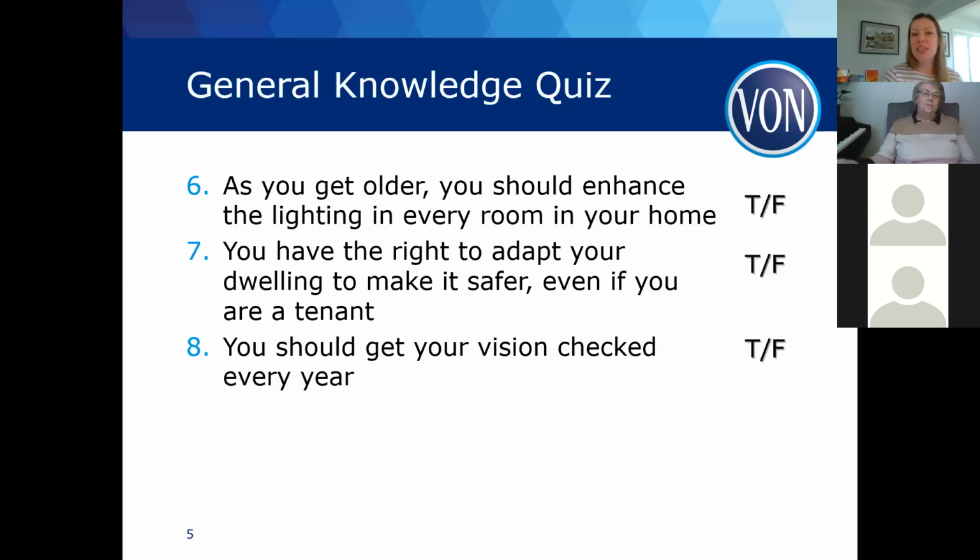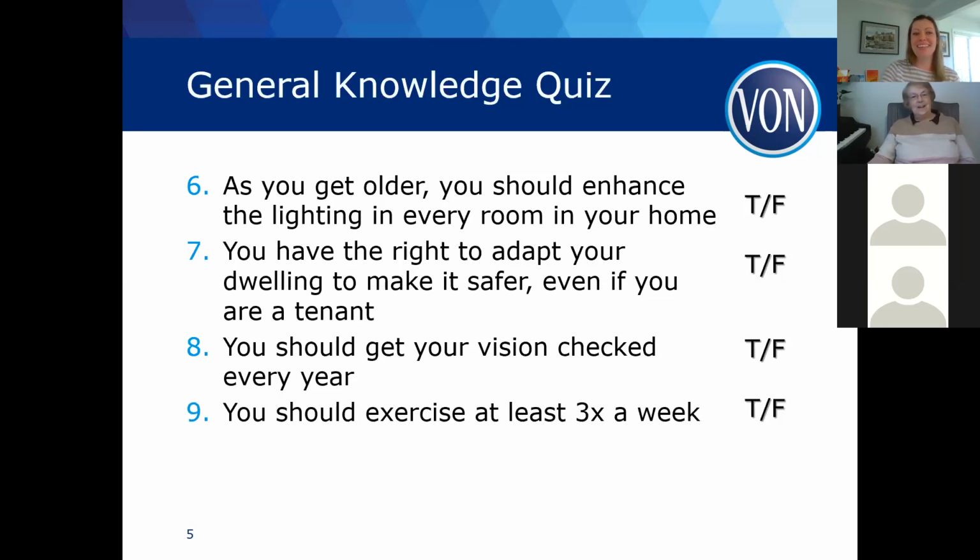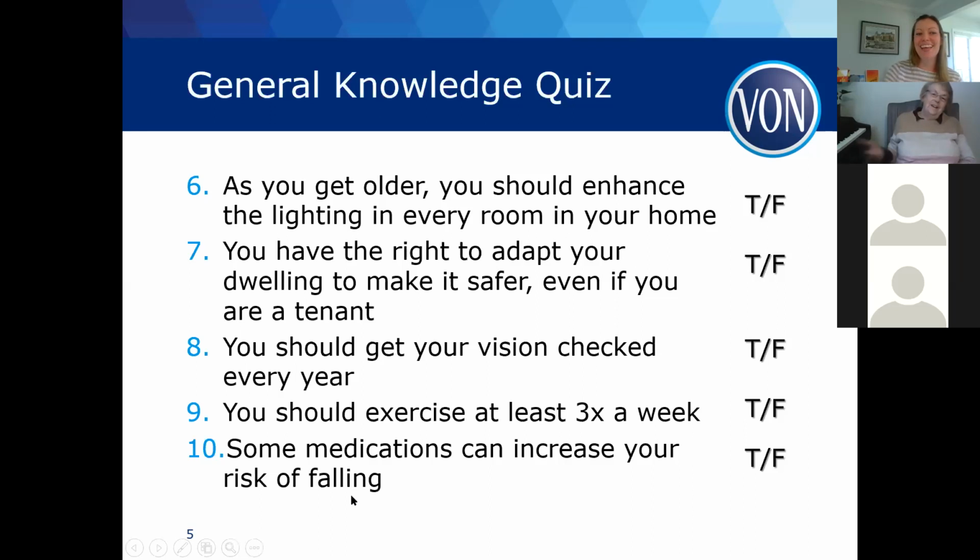Number 8, we should get our vision checked every year. True. Number 9, you should exercise at least 3 times per week. True. I like your answers so far. And then the last one, some medications can increase our risk of falling. True.